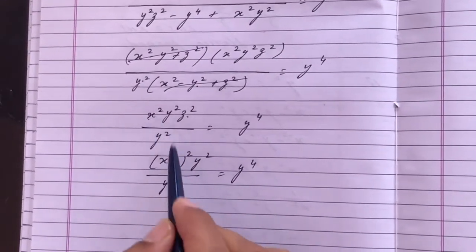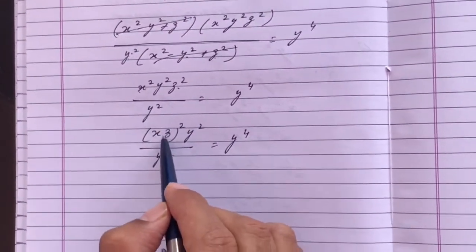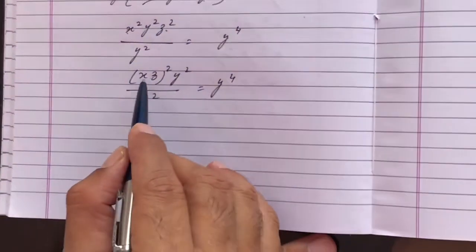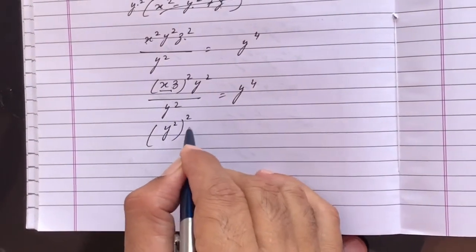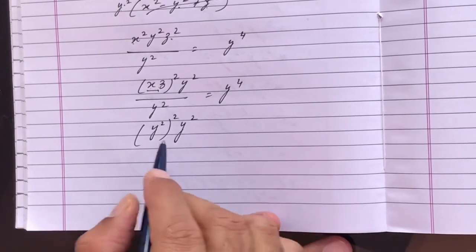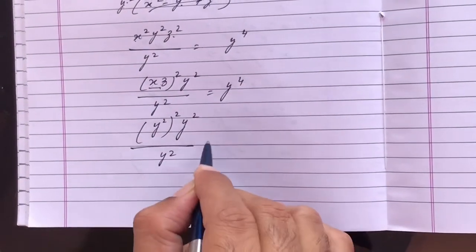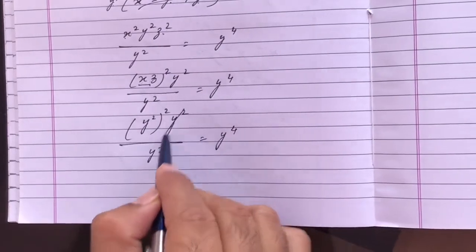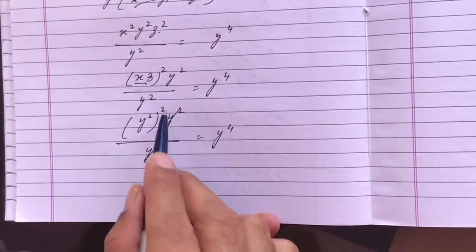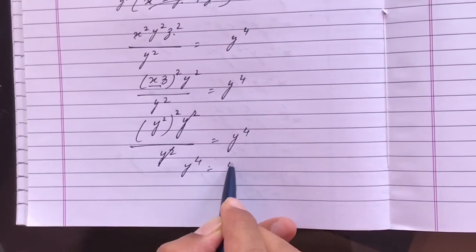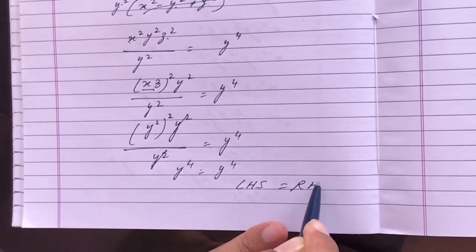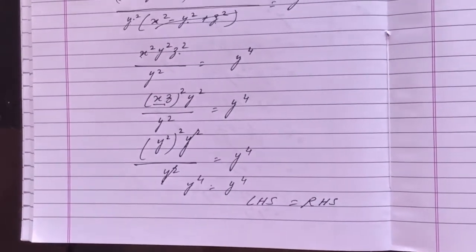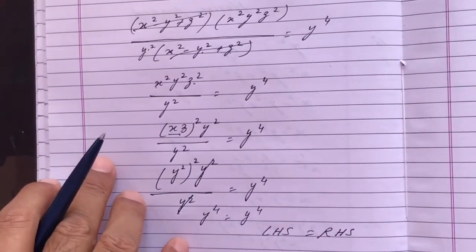x square z square can be written as xz whole square. Now the value of xz is y, so y square upon y square is y4. This y square cancels, 2 2 is 4, y4 is equal to y4. So LHS is equal to RHS. So do it yourself, then you will remember how to do. Practice needed for this question.